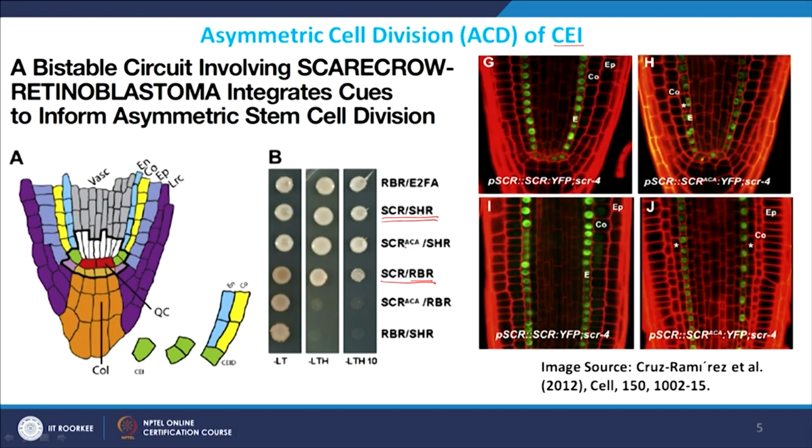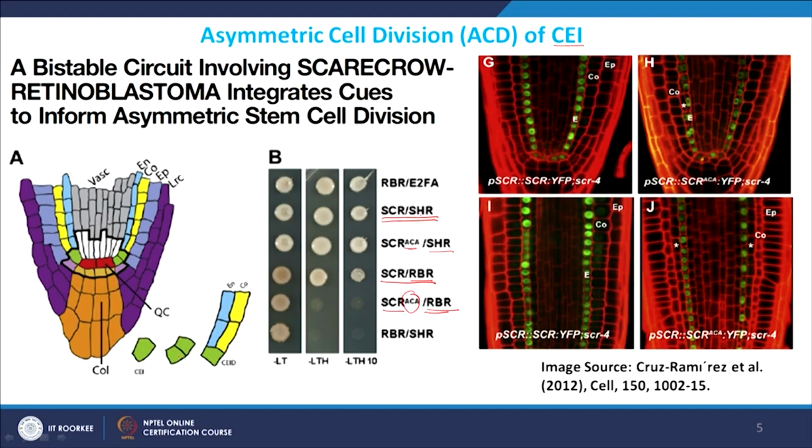These three important residues, ACA, are important for the interaction of scarecrow protein with RBR. If you mutate these residues, so this is actually the mutant, then SCR will lose interaction with RBR, but interaction with short root protein is not disrupted. And how this regulates, we are going to look here.